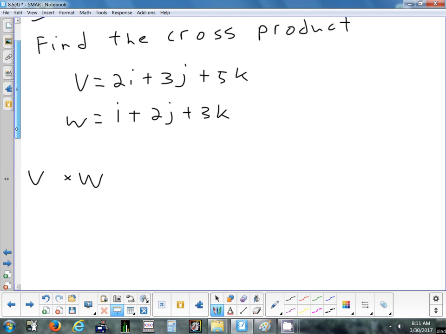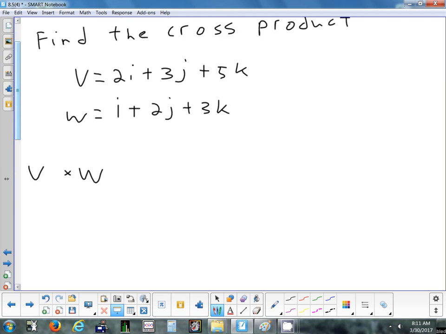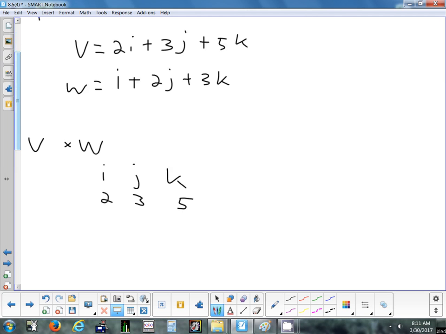Okay, so what goes in row 1? Yep, put i j k. And then row 2? Yep, 5. And row 3? 1, 2, 3. Yep. And now what do I do with that? Yep, copy the first 2 columns over. So we've got i j, 2, 3, 1, 2. Now if it helps, you can circle things so you can see the calculations.